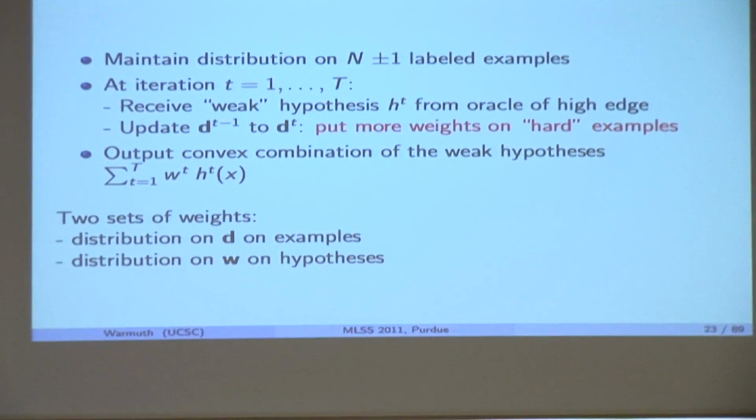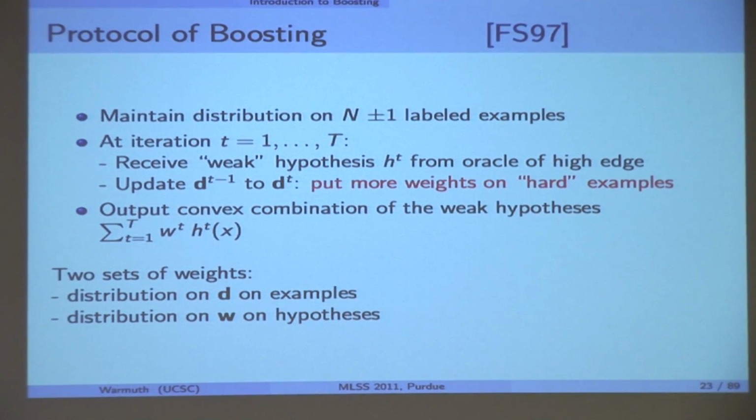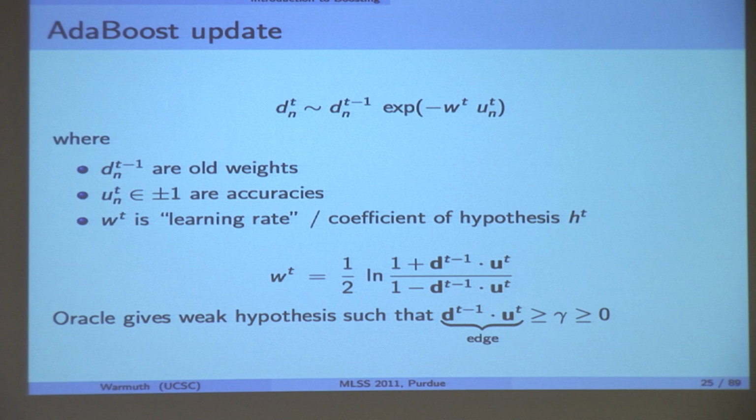Again, here's the protocol. Maintain a distribution. Get a weak hypothesis from the oracle. Update your distribution. Output the final convex combination. Here's a simple update. The new distribution is the old distribution times these factors. This factor is going to be bigger than 1 if you were inaccurate on this example, and less than 1 if you were accurate. So you put more weight on the hard examples, with multiplicative factors. And whenever you have multiplicative factors, which we'll see very soon, that means you regularize with relative entropies.